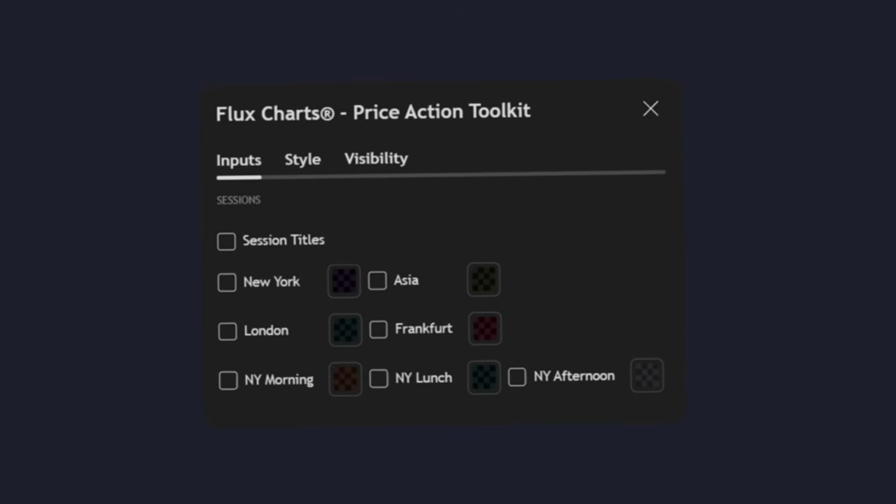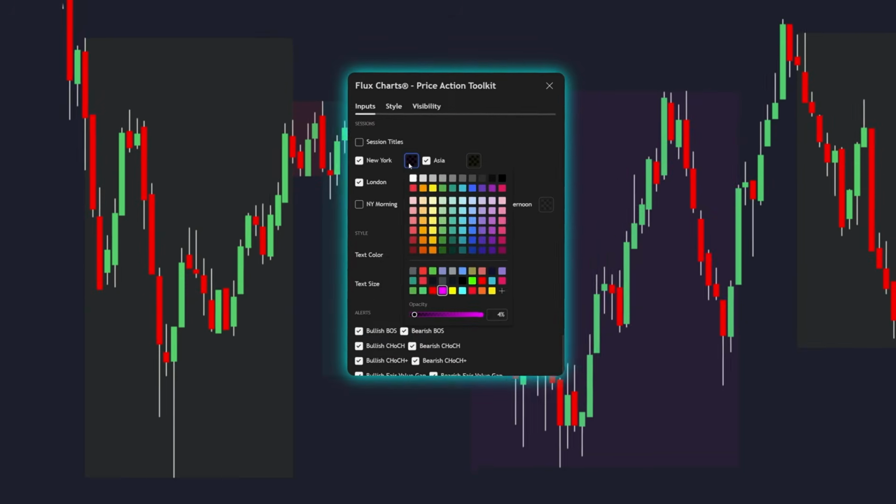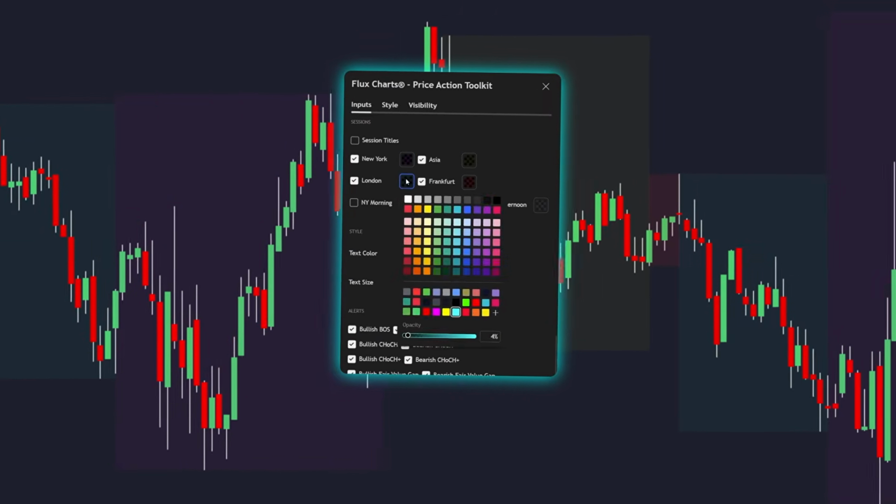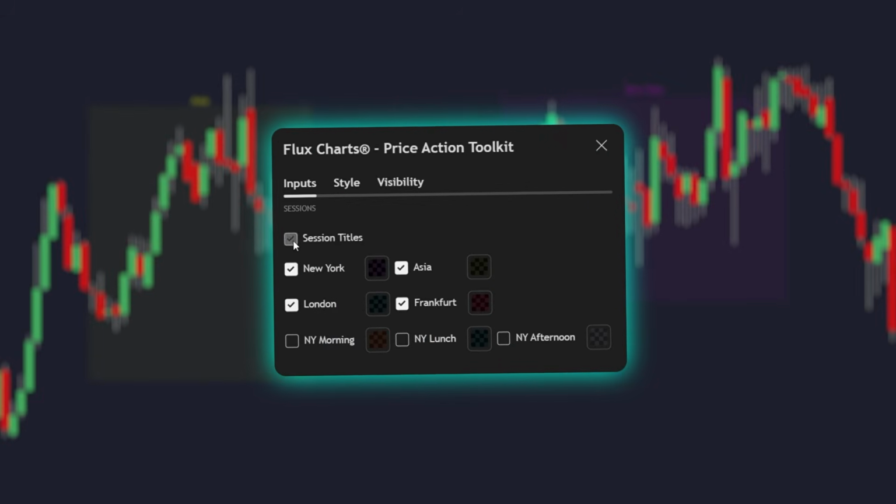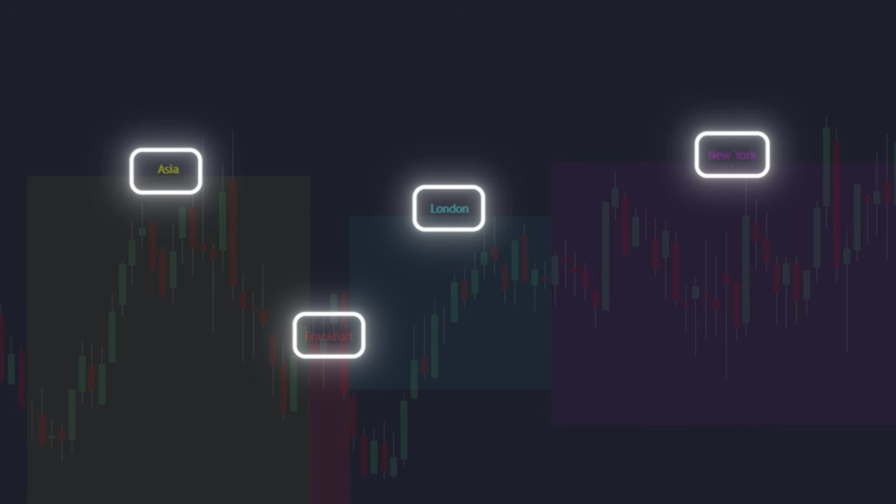Inside the session settings, you can pick which ones you want to display. Each session comes color-coded, so you can tell them apart without thinking twice. You can also turn on session titles if you want to see the name of the session right on your chart.